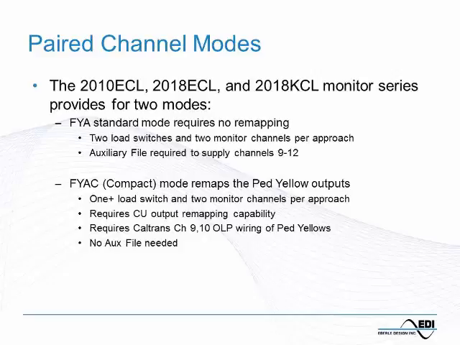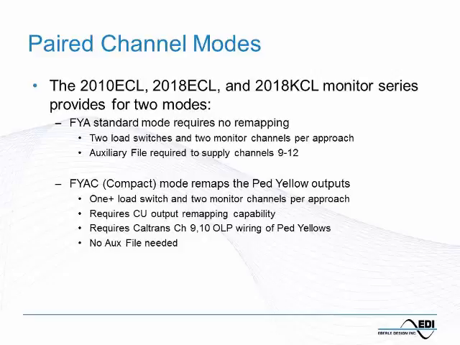So all of this can be made to work, and if it's documented clearly, it can be easily deployed, but it does add another level of complexity to setting up and deploying flashing yellow arrow. The reason for the compact mode is it only requires a standard 12-position output assembly.